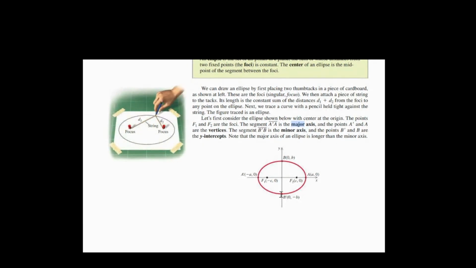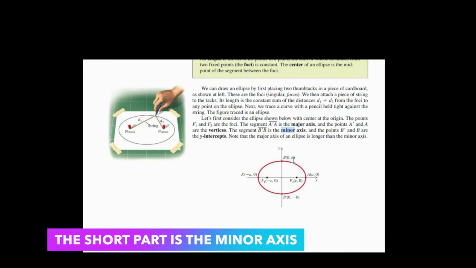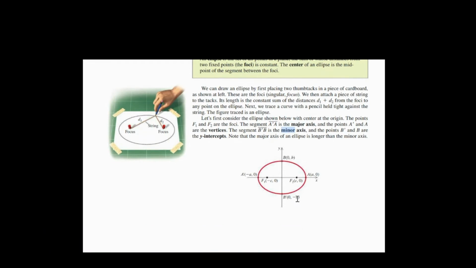What about this other line, the shorter line through the center? We call that the minor axis, and it goes from (0, b), so 0 because it hasn't moved off the x, and b, that's the distance in the y direction, and then negative b, the same distance in the other direction.